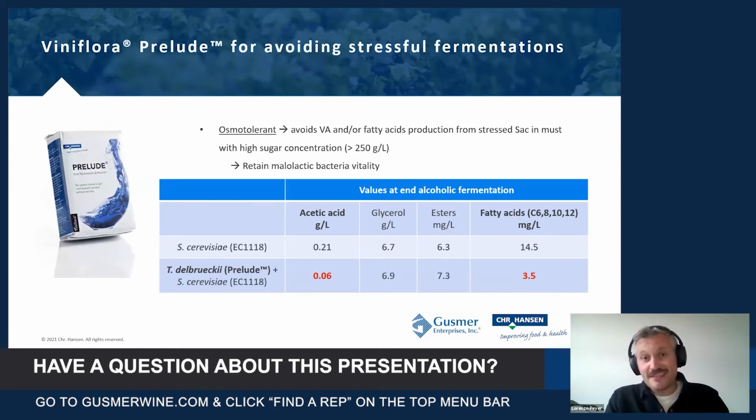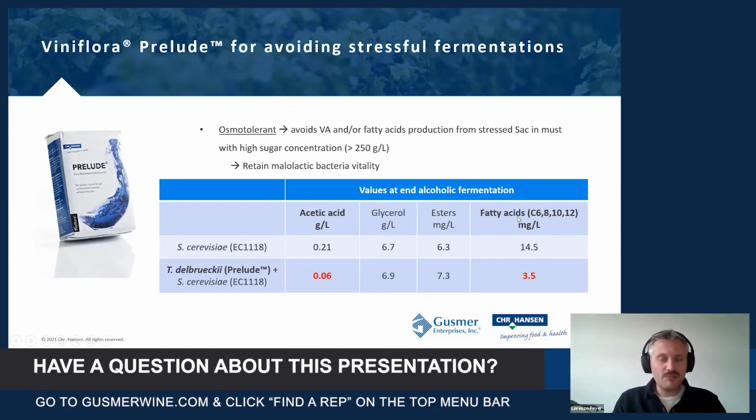Another feature is that it is very good as an osmotolerant strain. So let's talk about must that have high sugar concentration to start with, 250 and up. So we can talk also about must that are meant for sweet wines, where sometimes when we add the Saccharomyces to start with, this can react in a negative way, releasing some acetic acid as a response to osmotic stress, and as well releasing fatty acids.